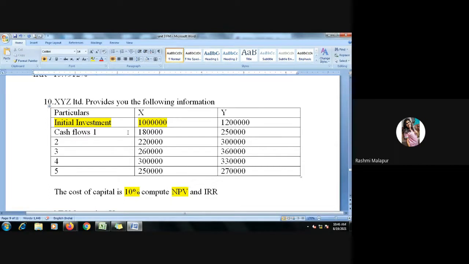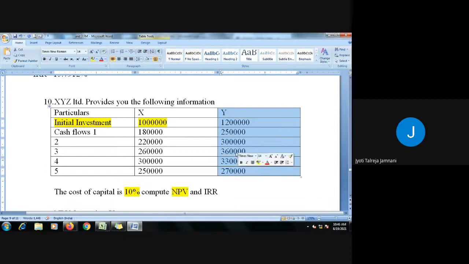Ma'am, we'll do it. Try for project Y. Here, remember the initial investment is 12 lakh, and you have to take two rates. One rate is already given. Try at 10% first and find the NPV. If the NPV is positive, the next rate would be 10 plus something. If the NPV is negative, the next rate would be 10 minus some. So negative, lesser rate. Okay.